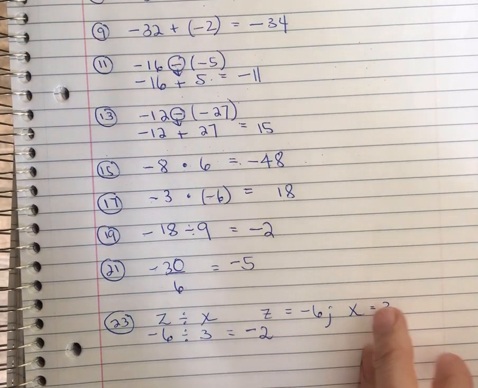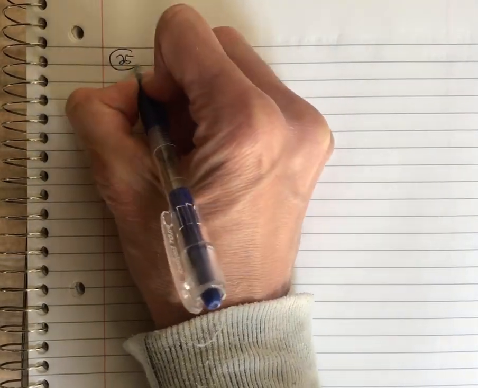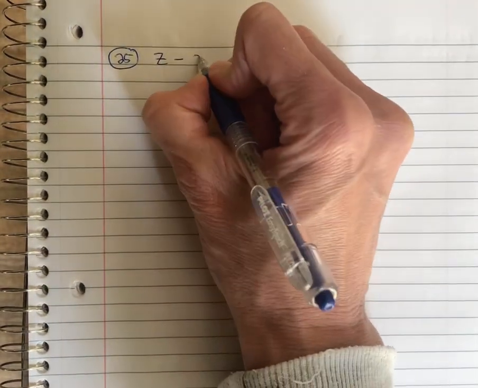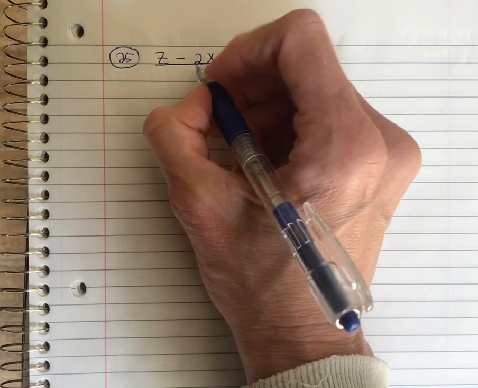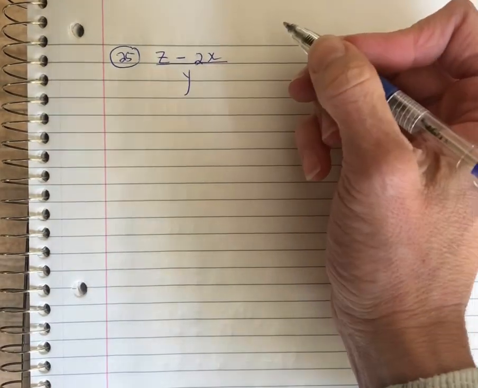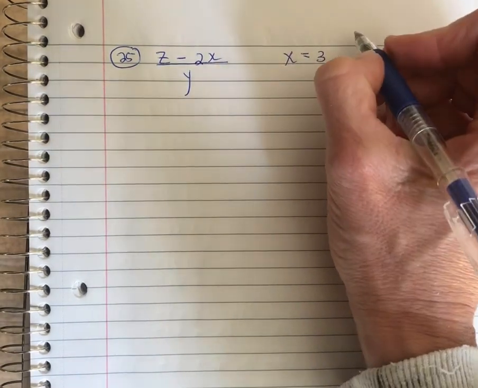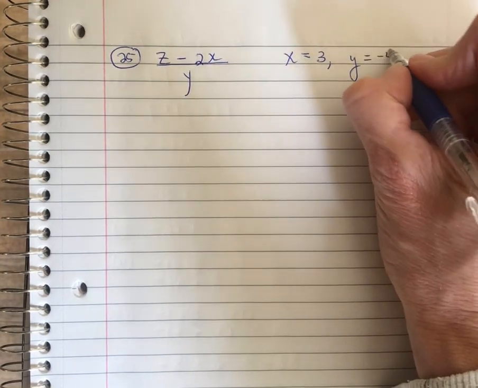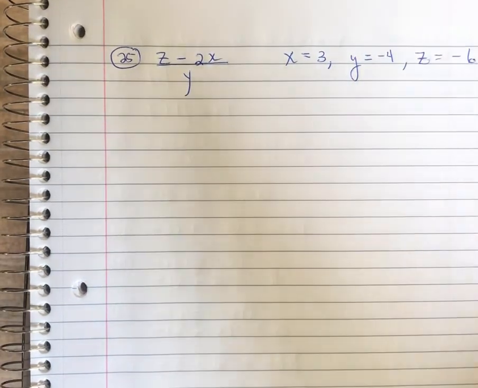Okay, let's try 25. It's a little bit trickier. Okay, so 25, still an evaluate question. z minus 2x, divided by, there's our fraction bar, means divided by y. And I'm gonna go ahead and write my values off to this side here, just so I can refer to them. x is 3, y equals -4, and z is still -6.